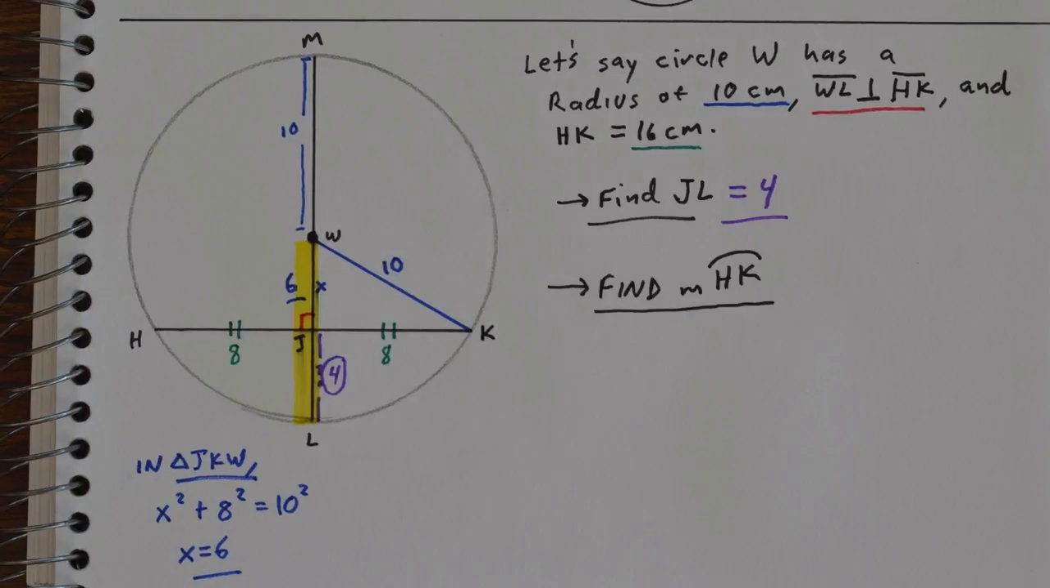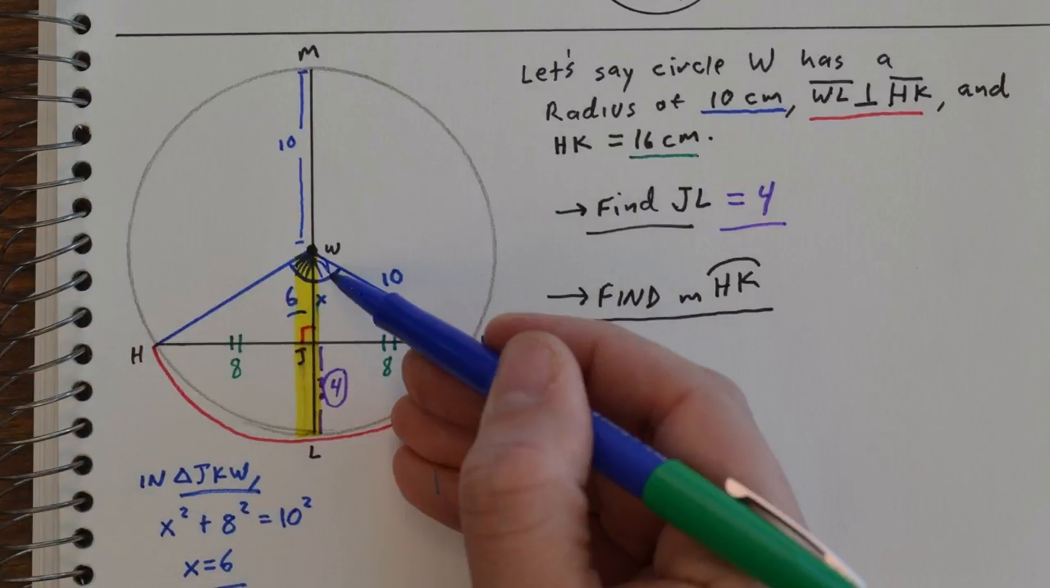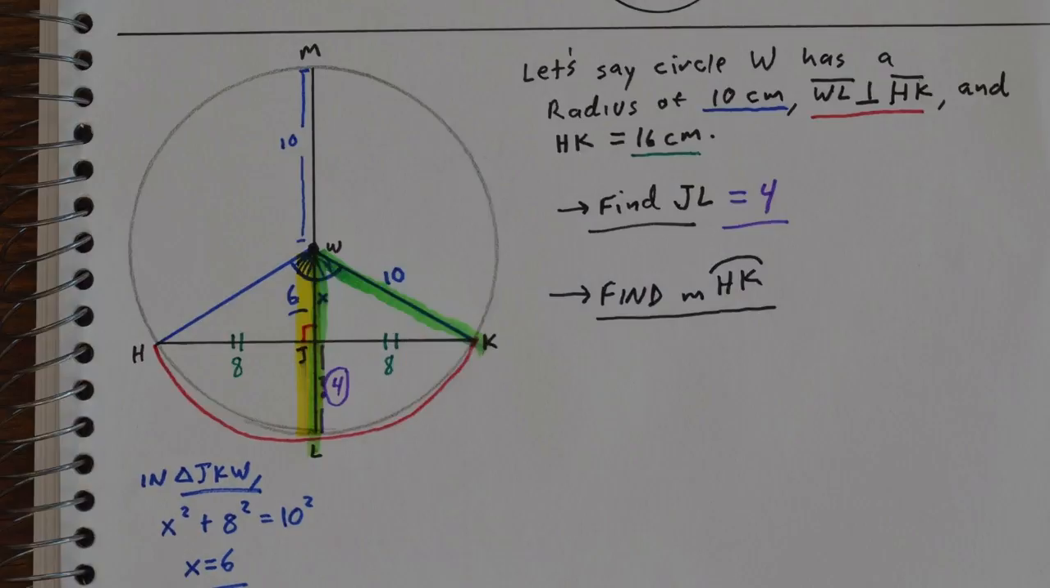Sort of a second problem on this one. Let's say we want to find the measure of arc HK. Remember, the measure of the arc is equal to the central angle. And so we need to find that central angle. Well, we know that arc HK is bisected. And so if I just found that one angle, I could double it.